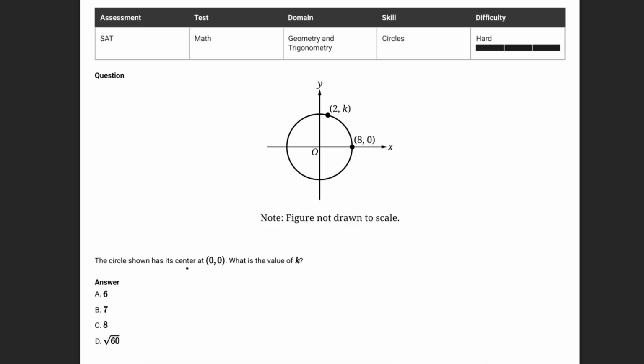The circle shown has the center at 0, 0, or the origin. What is the value of K? So for this question, the easiest thing to do is just jump to Desmos. But first, we know that the center is 0, 0. And then from the center to any point on the outside of the circle is a radius. So here to here is a radius. And the radius is 8, because as you can see, the x value goes from 0 to 8. So the distance from here to here should also be 8. So we need to find a value of K that makes the distance between these 2 points 8.